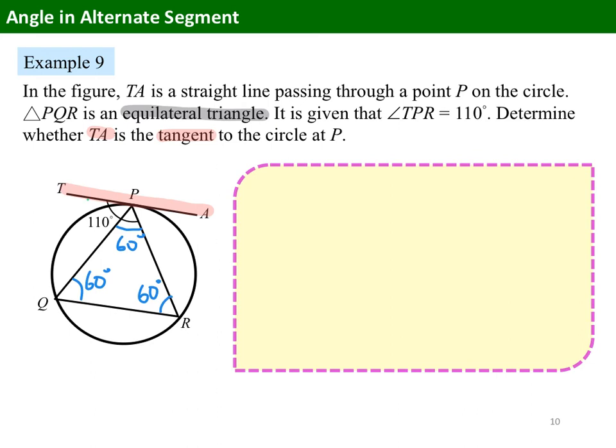And it is very easy to calculate. This is 50 degrees. And 50 degrees is not equal to 60 degrees. So we can claim that TA is not a tangent, and we can write it down like this.